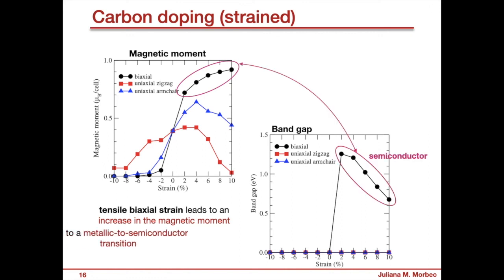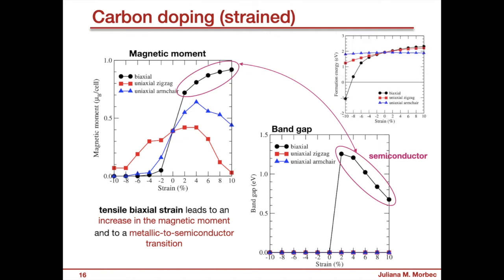And this happens at the same time that the system becomes a semiconductor. You have an opening of the gap here, and you have a transition from metallic to semiconductor when you apply tensile biaxial strain. And this is not so bad because the formation energy, if you look in this top right corner here, you see that the formation energy doesn't increase that much with biaxial strain.